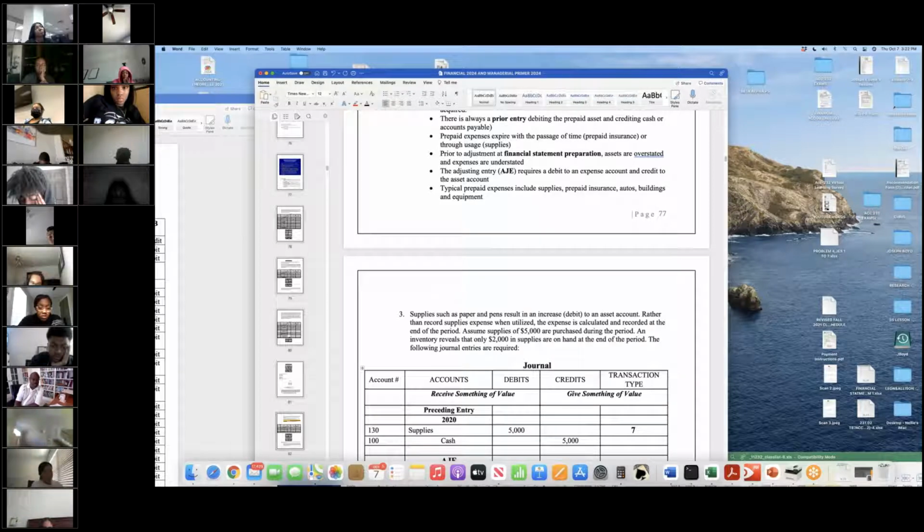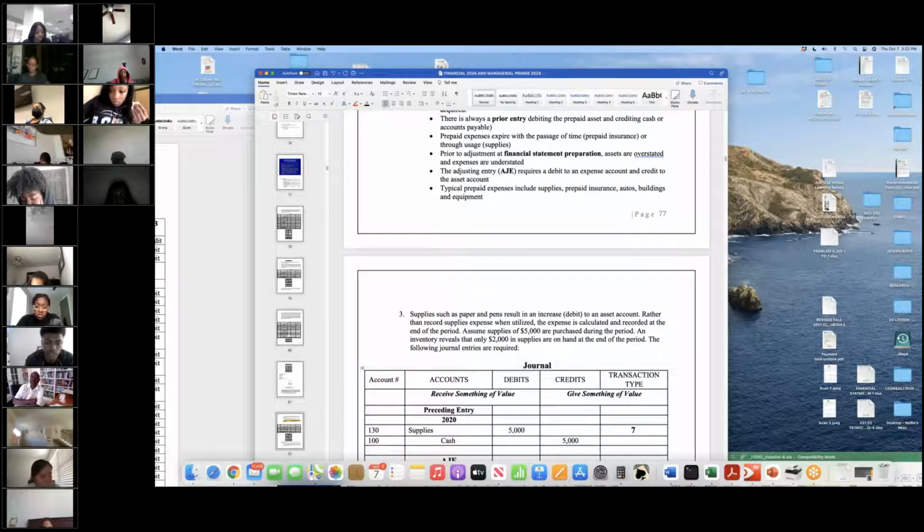So this is 2020. We buy $5,000 in supplies. And then we get to the end of the period. We only got 2,000. An adjusting entry is now needed because we no longer have 5,000 in supplies. We only have 2,000. So what is that adjusting entry probably going to be?